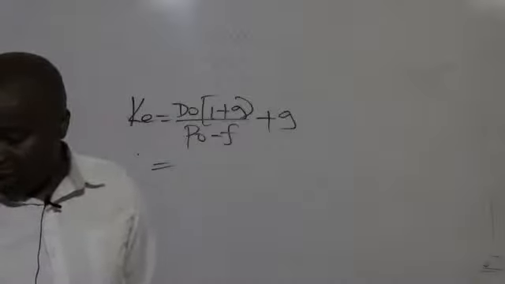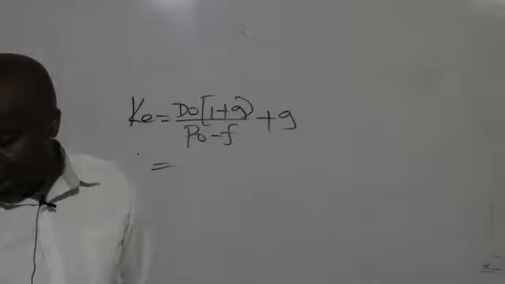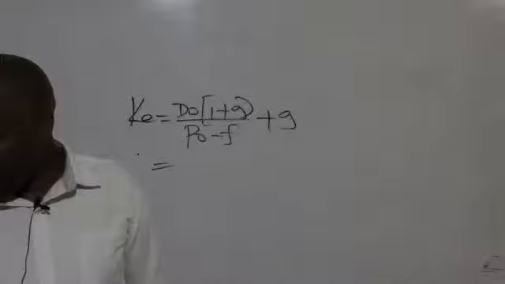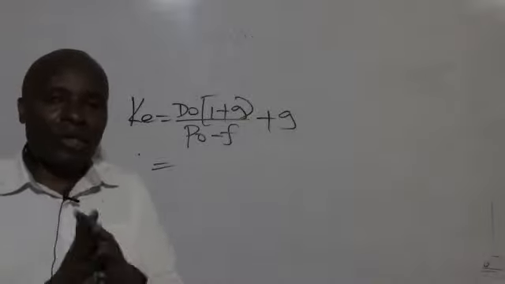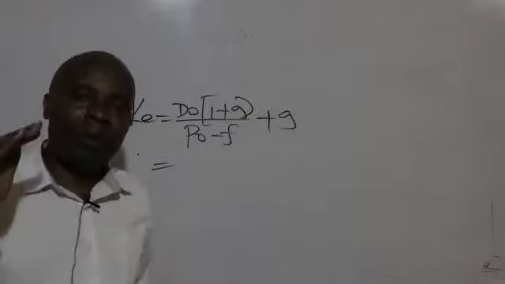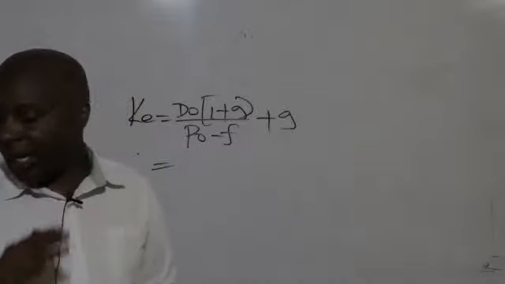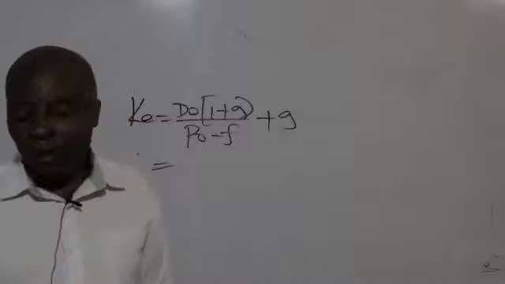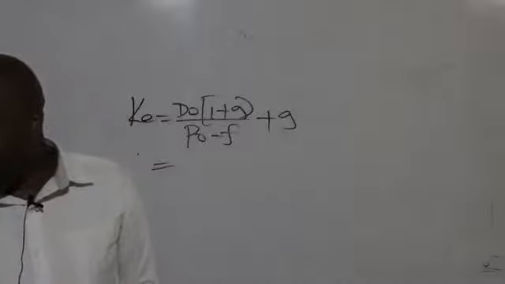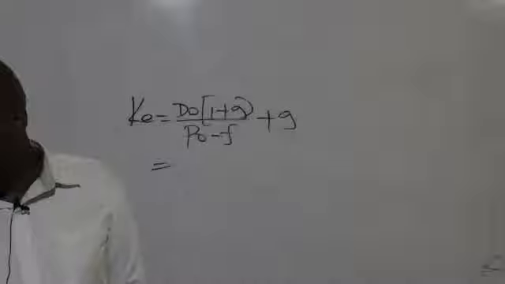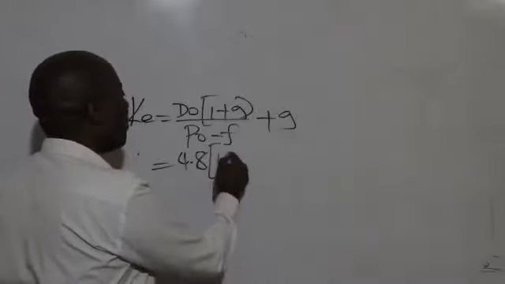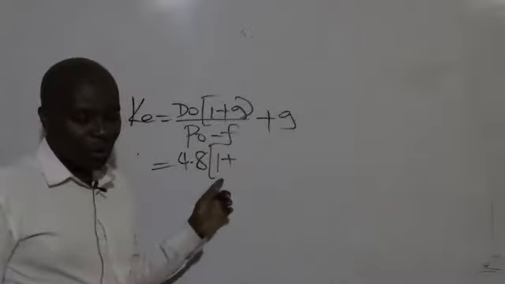Is there somebody who is able to see D0 anywhere? Yes, I am able to see D0. D0 is the most current dividend. They have given me 4 of them. And the most current dividend is the one given in note 4. The most current dividend of 2018 is 4.8. 4.8 into 1 plus. Is there somebody who is able to see the growth rate of dividends?